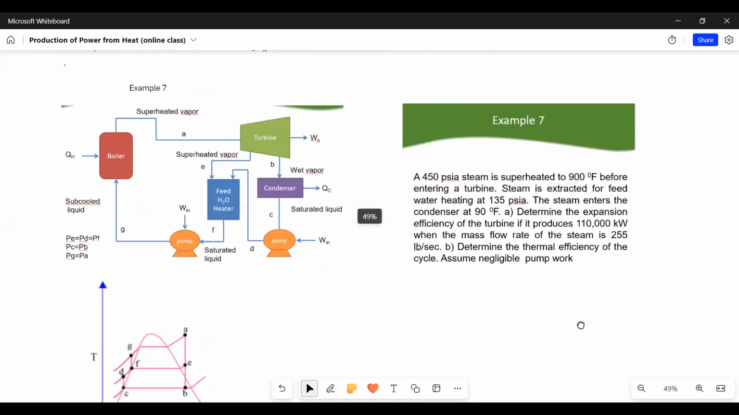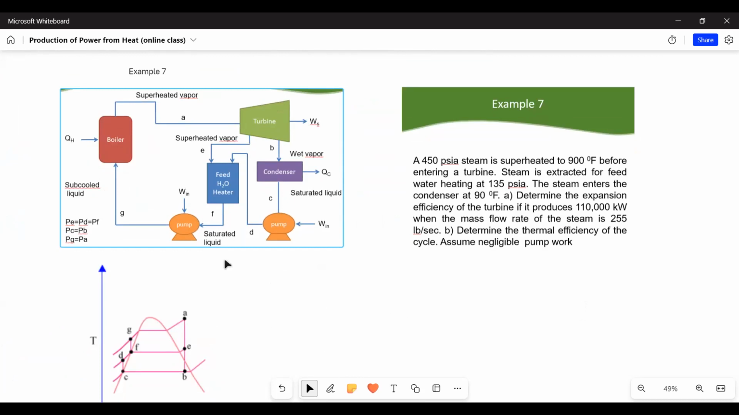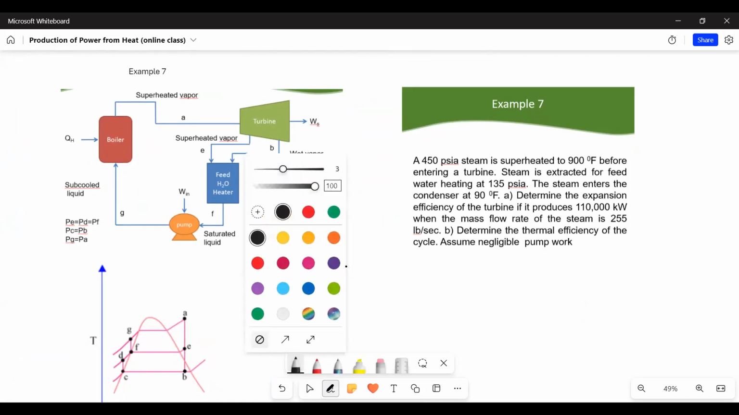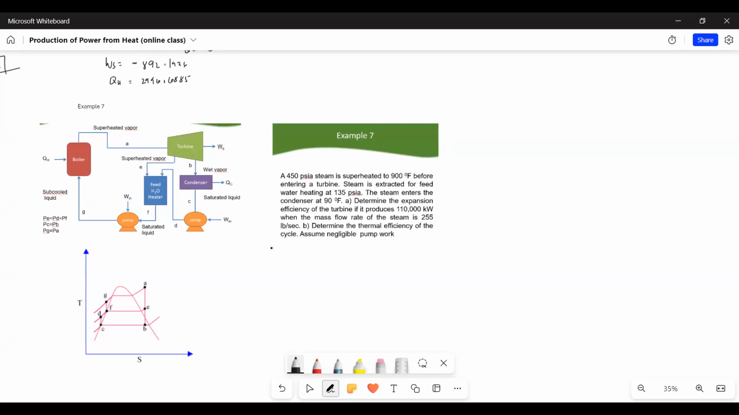So for easy solving, I just copy pasted the process diagram and the TS diagram. So let's write the given. What's the given here? We're given at PA, superheated steam from the boiler, before entering the turbine, PA equal to 450 psia. And also TA is given, 900 degrees Fahrenheit. So these are the superheated pressure and temperature.